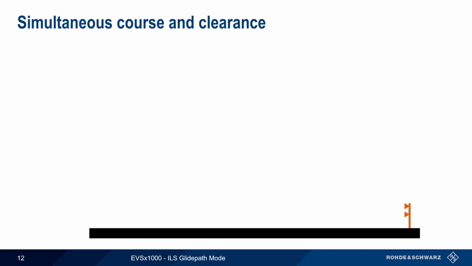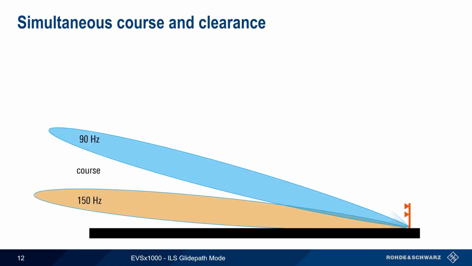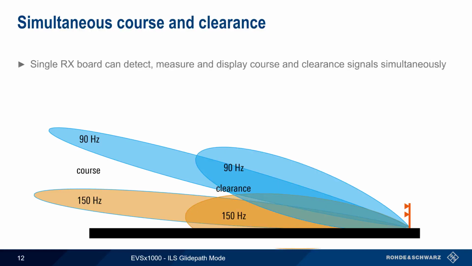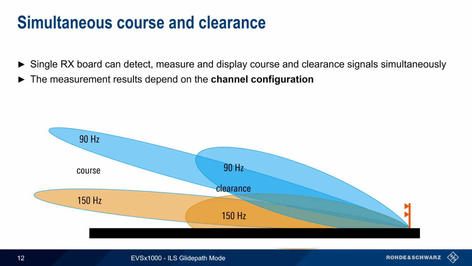Many ILS systems consist of both a coarse and a clearance signal. A single receiver board on the EVS1000 can detect, measure, and display coarse and clearance signals simultaneously. The way in which the EVS displays the measurement results depends on the channel configuration. That is, whether the EVS is configured to measure at 1 or 2 frequencies.